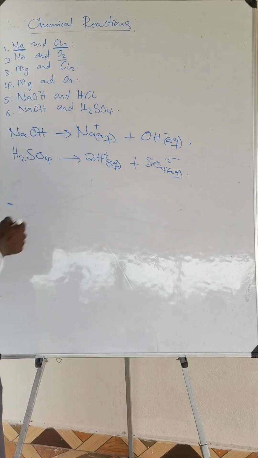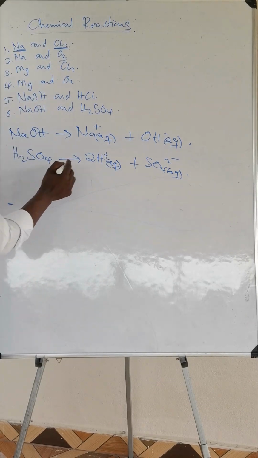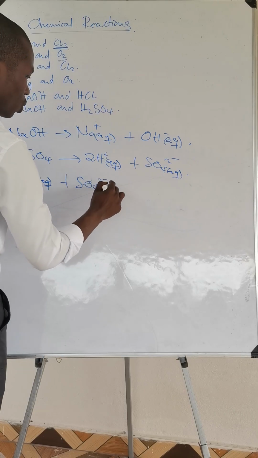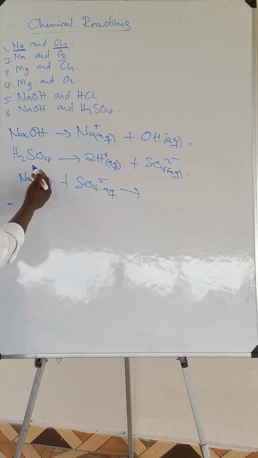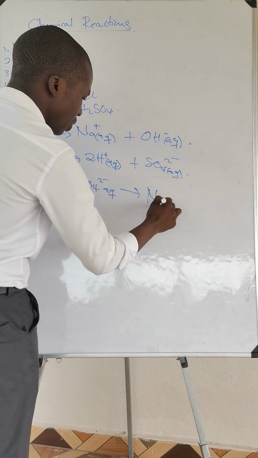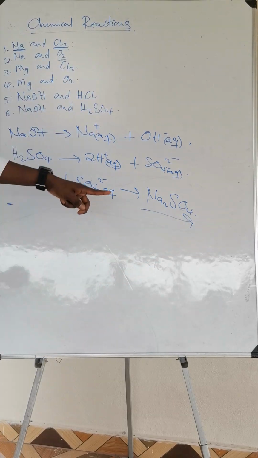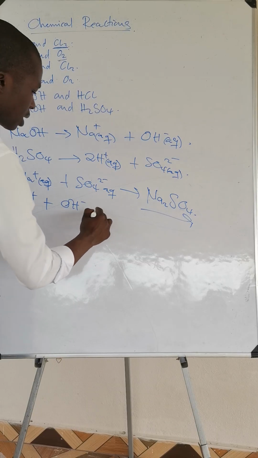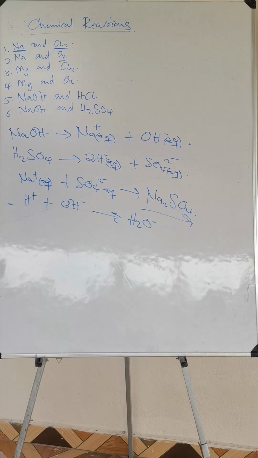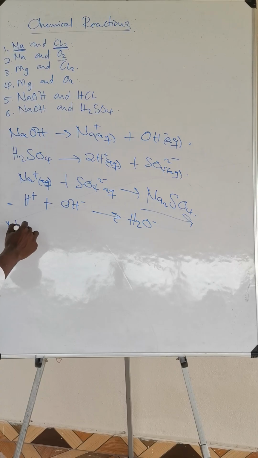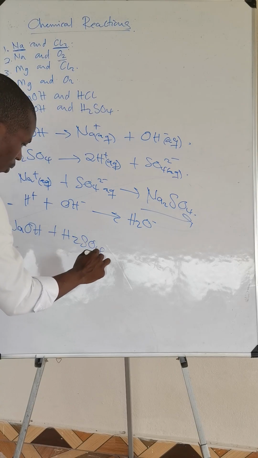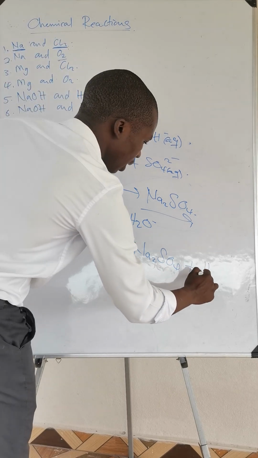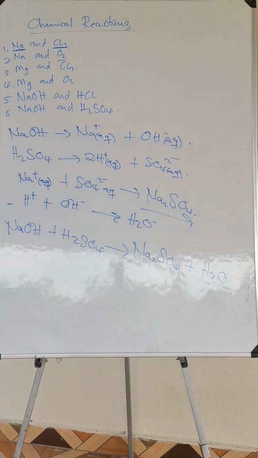Okay, so if we recombine these things, we react this and we react this. Therefore, here it becomes Na+ aqueous plus SO4 2- aqueous. These charges exchange, so it becomes sodium sulfate. This is our salt. And again, we react these things: H+ plus OH-, we get H2O. This is water. So our overall equation becomes sodium hydroxide plus H2SO4 to get sodium sulfate plus H2O. Okay, so this is our final equation.